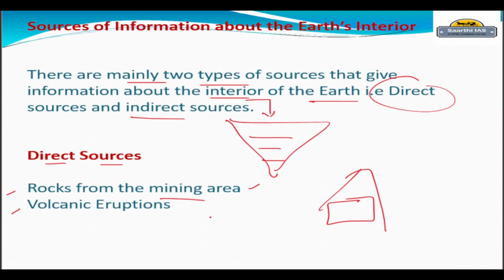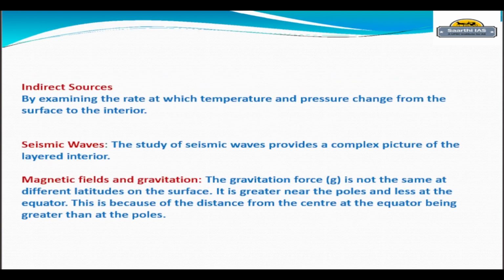I am just framing an example from that. Volcanic eruptions and rocks from the mining area are the two direct sources which give us information about the interior of the earth, how it looks, what kind of minerals and metals are present inside the earth, and what the temperature is at the interior of the earth. So these are the sources of information. We discussed the direct sources, that is the rocks from the mining area and the volcanic eruptions. They are the two important sources mentioned in your NCERT book.